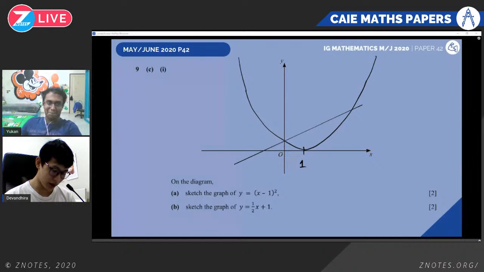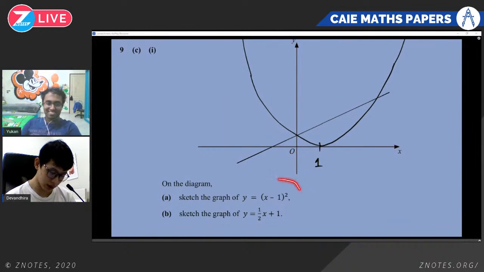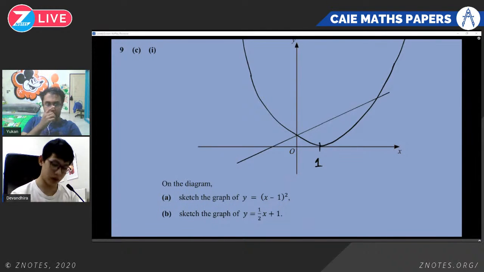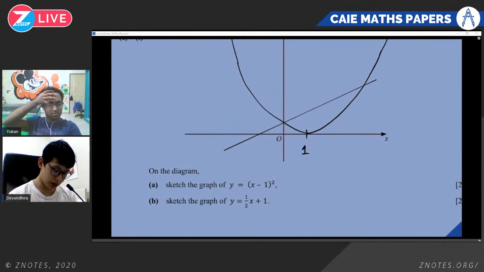Sketch the graph y is equal to (x minus 1) squared. Right. So that means that this graph has to touch 0 at 1, because when you put 1 here, it just becomes 0, right? And also we know that this graph doesn't go under 0. That means it only touches the x-axis at 1 and goes back up, which is what we have here. This one.